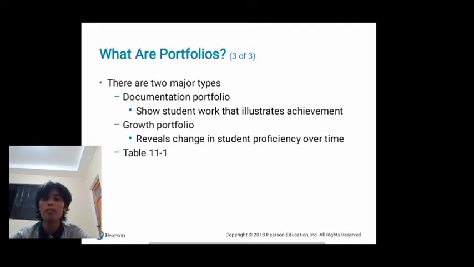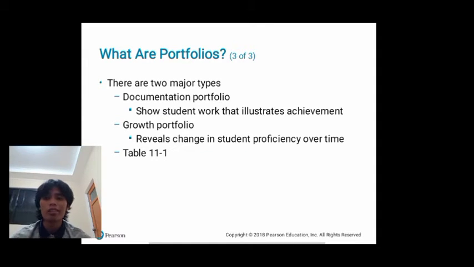Documentation portfolio shows student work that illustrates achievement. So it is to highlight the development and improvement of student learning during a given period of time. It often contains a range of artifacts from brainstorm lists to rough drafts to finished products. A growth portfolio reveals change in student proficiency over time.